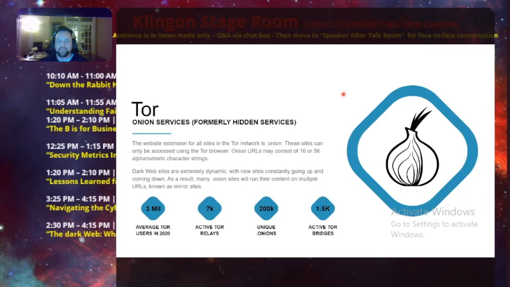You can have more onion sites. Tor is very dynamic. What we've seen from our background with operating and scraping this environment, we have new sites constantly going up and coming down, but you have a consistent set of core services or core sites that have remained pretty resilient over the last couple of years. Many of them will run on multiple URLs or multiple servers, known as mirror sites, so that if one of their systems or one of their servers is down, they can still operate. And you can see some statistics on the bottom there.